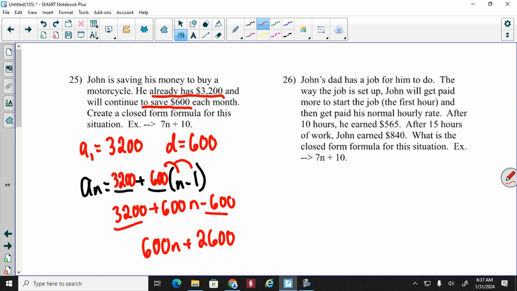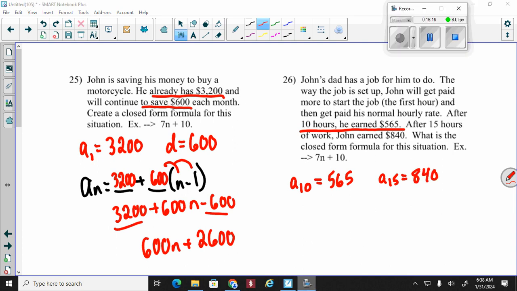All right, it says John's dad has a job for him to do. Now, I'm going to actually do question 26 because it's a little different. It says he will get paid to start the job, which is the first hour, and then he gets paid. All right, here we go. 10 hours of work, he earned 565. So I'm going to read that as the 10th term is 565. After 15 hours, A of 15 is 840.